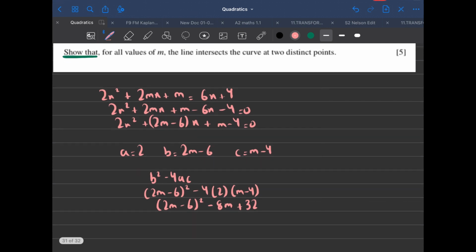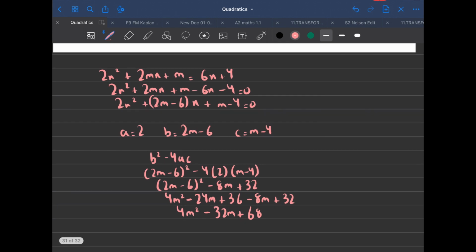Got this? Now, let's expand. 4m square minus, it's going to be 24m with an identity a square minus 2ab plus b square plus 36 minus 8m plus 32. So it's going to be 4m square minus 24 minus 8m makes what? Minus 32m plus 36 plus 32 makes what? 68. Do you get this?